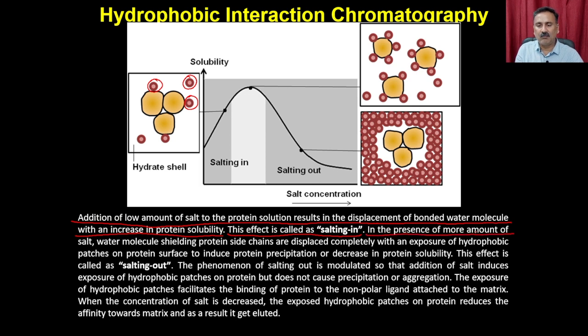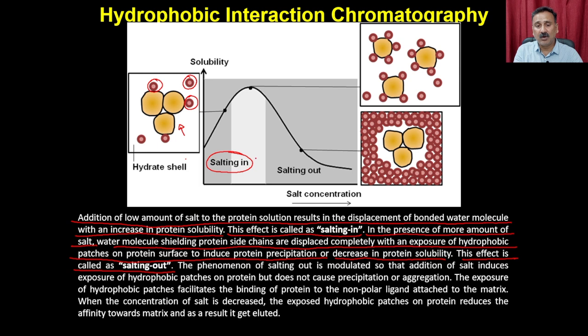In the presence of more amount of salt, water molecules shielding the protein side chains are displaced completely, with an exposure of hydrophobic patches on the protein surface, to induce the protein precipitate or a decrease in solubility. This effect is called salting out. So what happens is, if you add a small amount of salt, it is going to remove the water molecules, and that's how it is going to bring more space, and that's how it's going to increase the solubility.